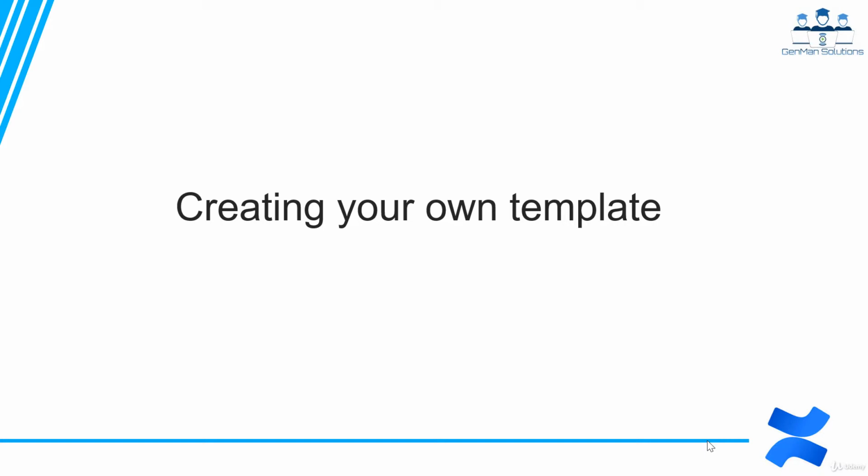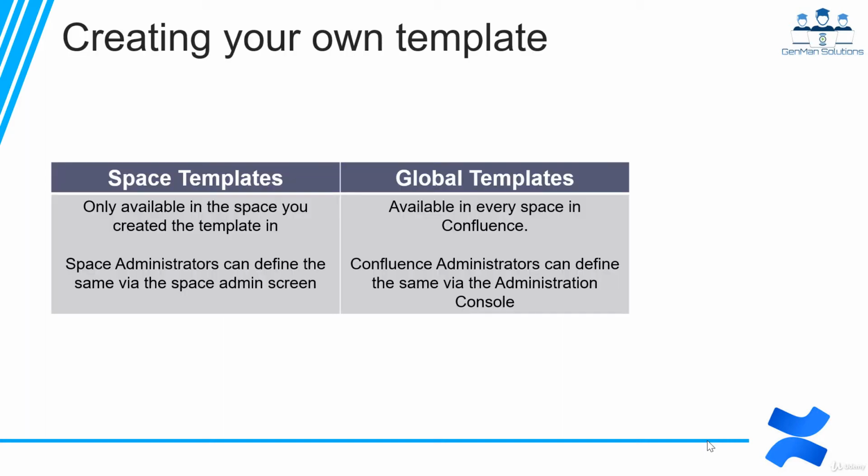As discussed earlier, Confluence provides you the functionality to create your own templates. In Confluence, templates can be created on two levels of the Confluence hierarchy: space templates and global templates. Space templates, as the name suggests, are only available in the space you created them in, and space administrators can define space templates via the space admin screen.